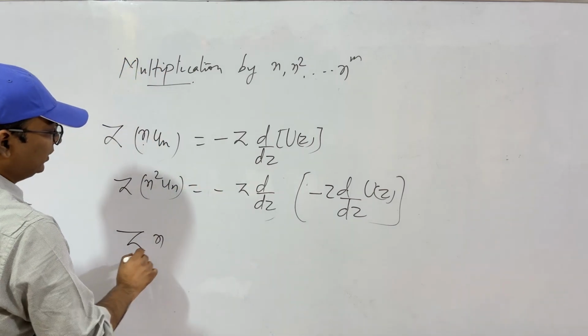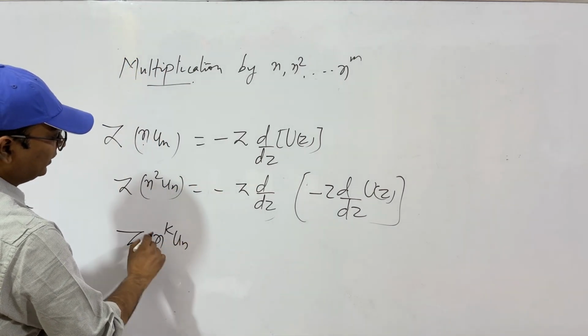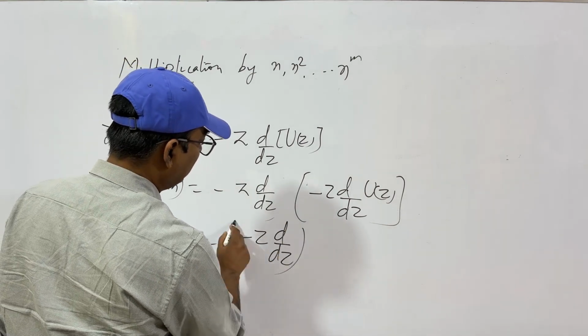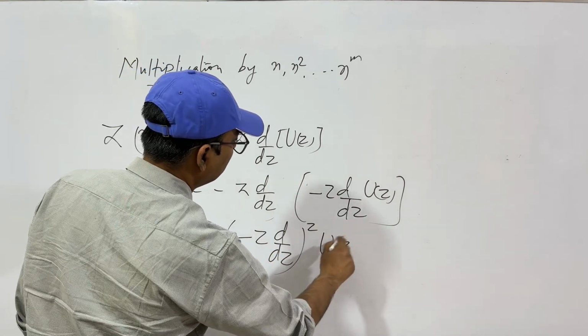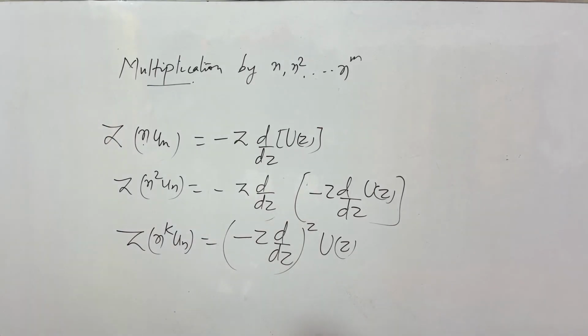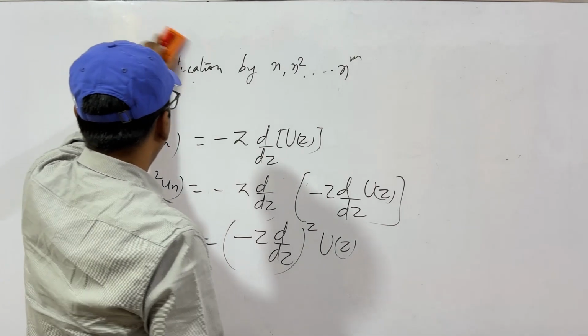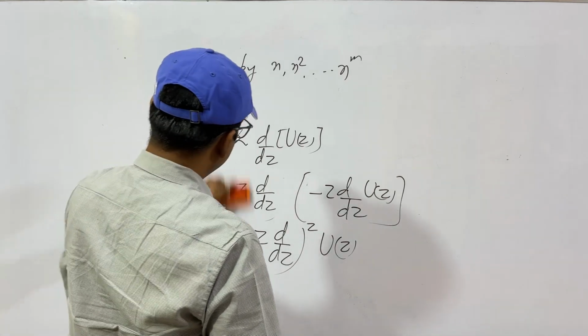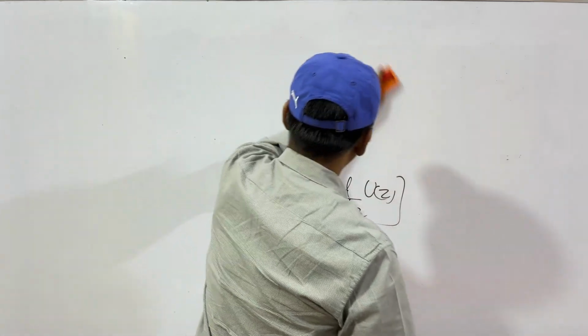Similarly, if this is n to the power, let's say k of un, then what you do is very simple, d by dz k times. K times you will do this process. So this is very simple. Let's see how it is. Does it make calculations easier? Let us see.